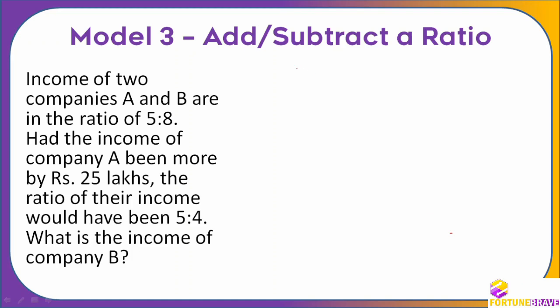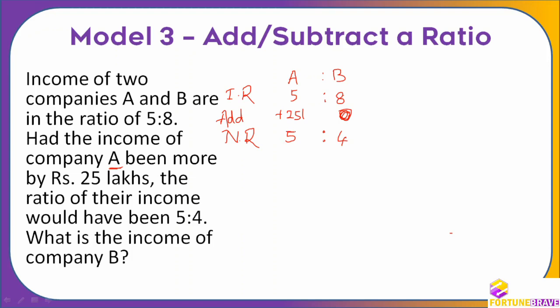See here, the initial ratio of A to B is how much? They have given 5:8. Now what is added here? What is added is only to company A, plus 25 lakh is added. For B, 0 has been added. The new ratio will be what? This is what they have given, 5:4.